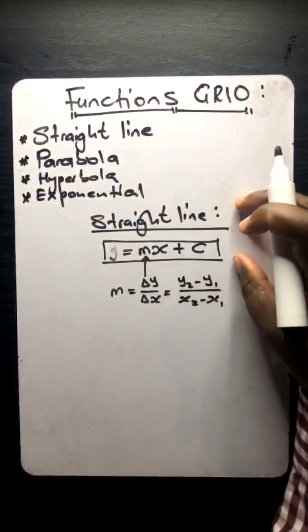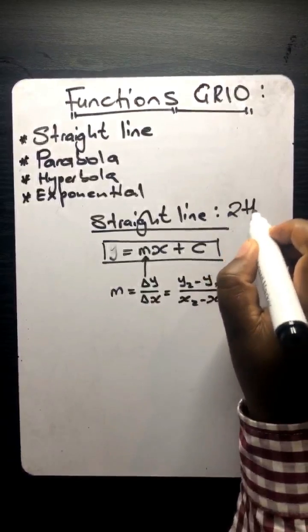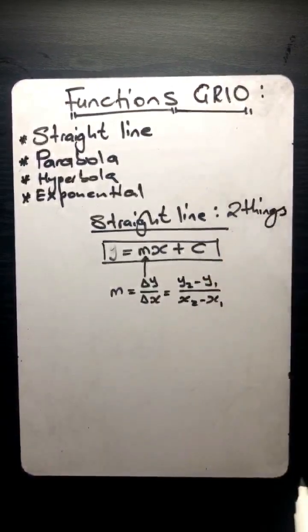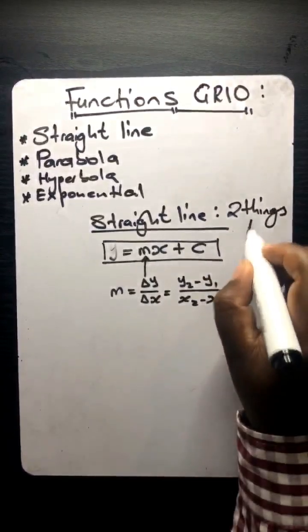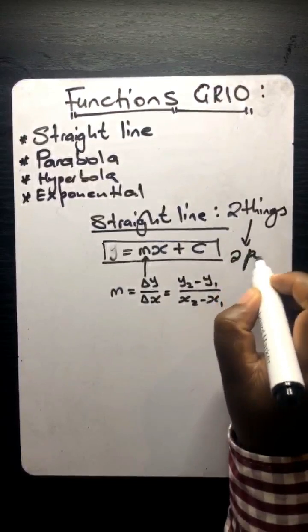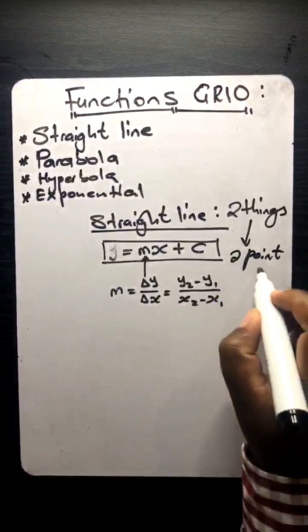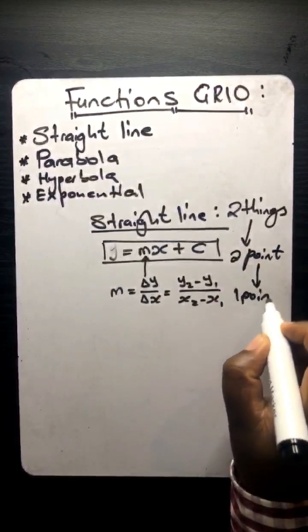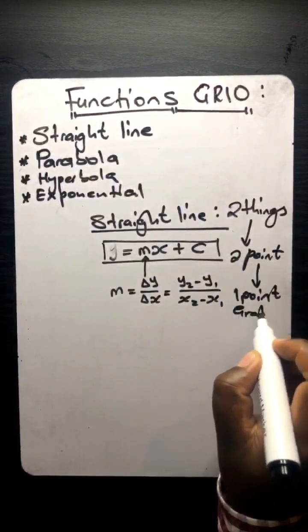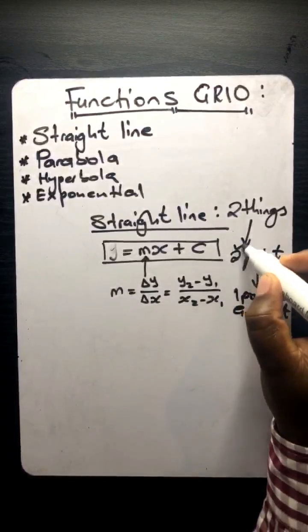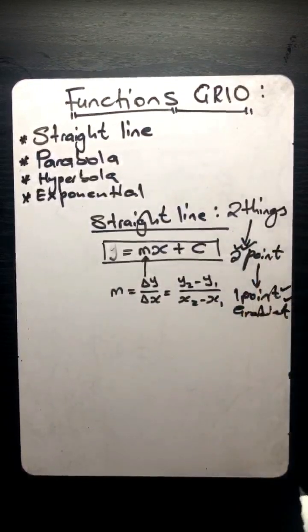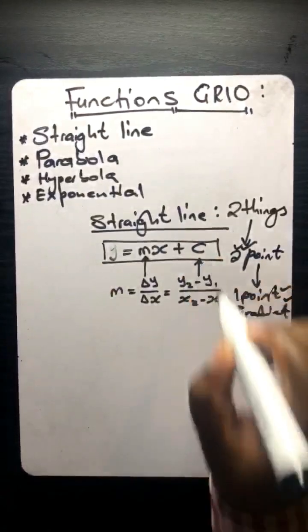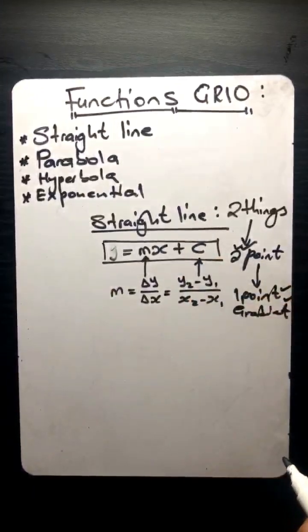Remember, under a straight line you always need two things to work out anything related to a straight line. What are those two things? It could be 2 points, meaning 2 coordinates, or otherwise 1 point and 1 gradient. These are the two things that you need in order to attend to any question related to a straight line. And if you remember, c refers to the vertical shift.